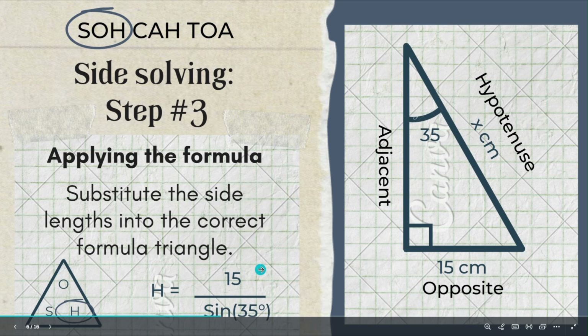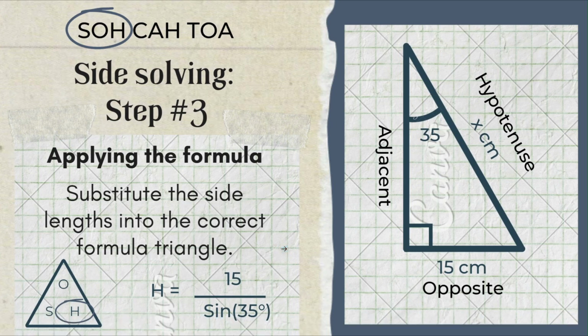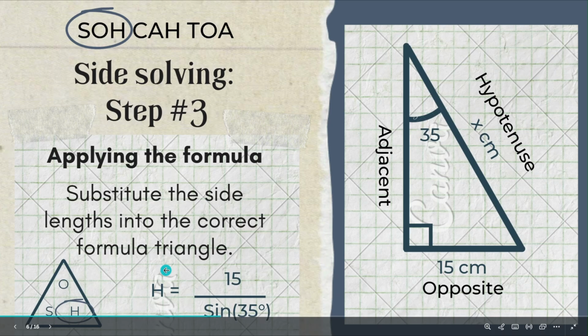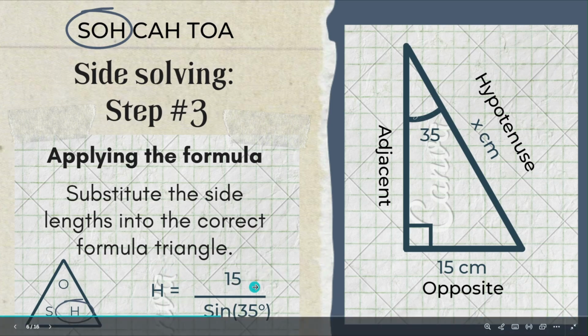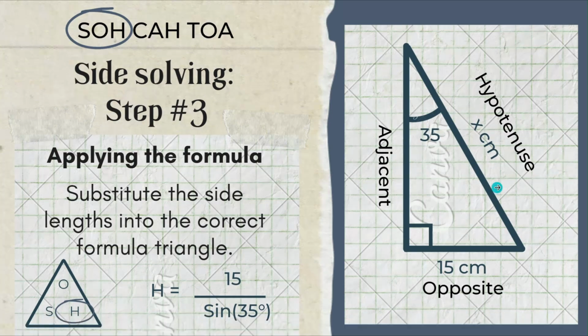We're going to say h or x equals 15 because that's the opposite, over sine 35. But before this, you can do sine 35 equals 15 over x. And then you can take the x to the other side, so sine 35 times x is equal to 15. x is 15 over sine 35, as we can even see here.